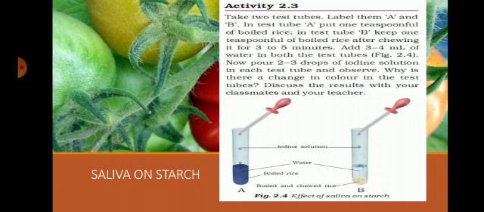The blue-black color in test tube A indicates the presence of starch in it. However, since the color of the boiled rice solution remains unchanged in test tube B, it indicates absence of starch. This shows that saliva digests the starch present in the boiled rice into sugar.